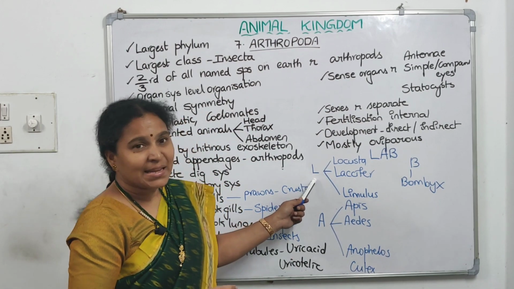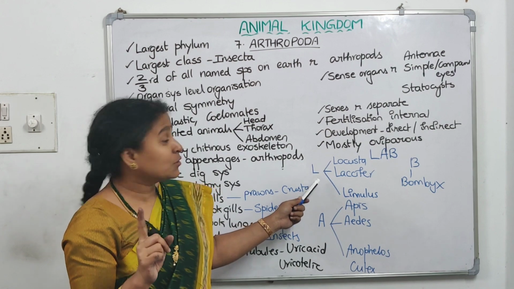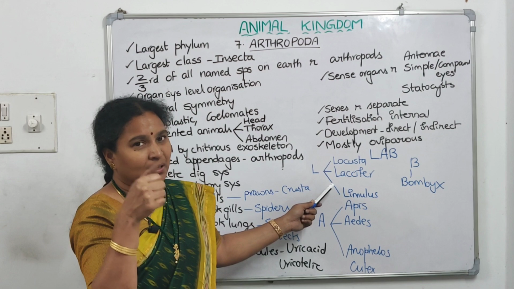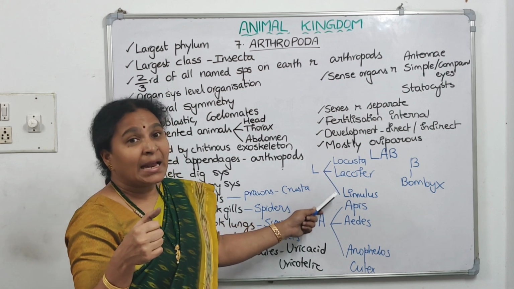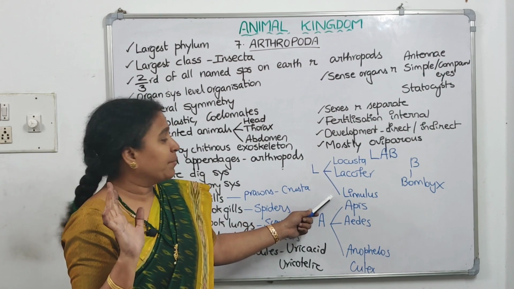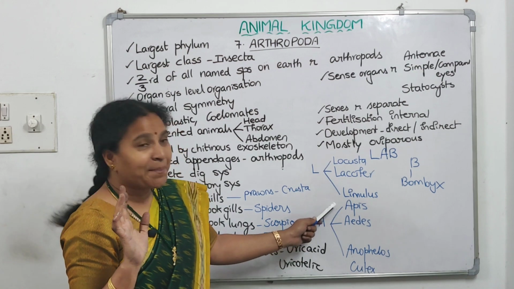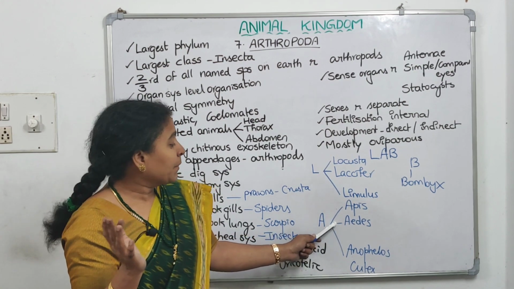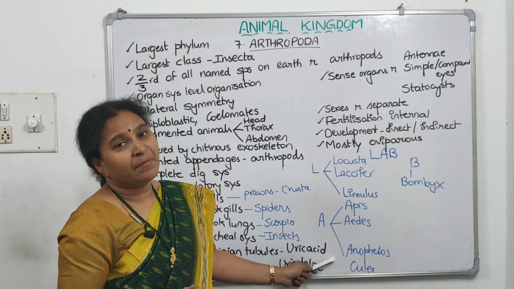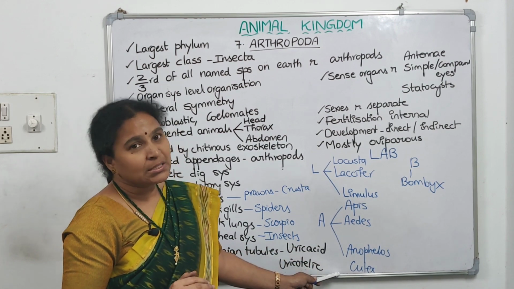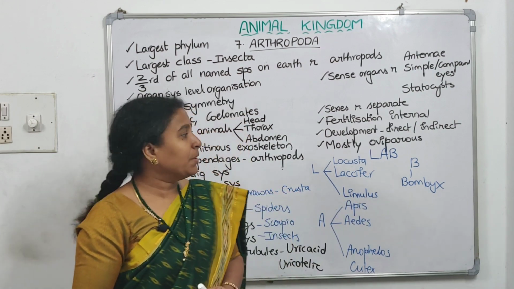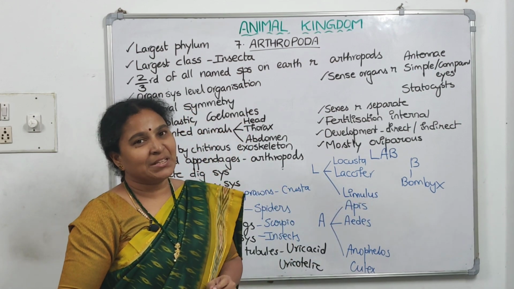Now with the 3 L's: Locusta, a gregarious pest; Laccifer lacca, which is used for making lac; and Limulus is called king crab, right? Now coming to 3 A's, Apis indica, honeybee. Second one is Aedes, which is a vector, right? And next one is Anopheles, which is again a mosquito vector. And Culex is one more example under insects. B stands for Bombyx mori, which means silkworm. So with this, we finished Arthropoda.